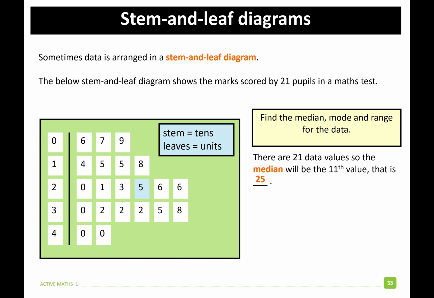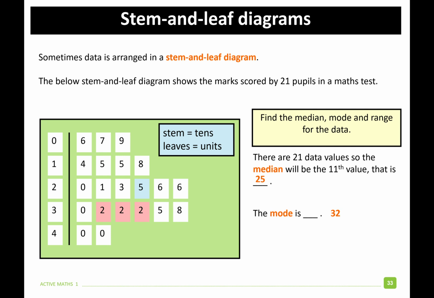Now we need to find the mode. Let's think of our rhyme again. Hey diddle diddle, the median's the middle. You add then divide for the mean. The mode is the value that appears the most. So the mode is the number that appears the most in our stem and leaf diagram. Well, we can see that there are 3 32s. So the mode, the most common number, is 32.